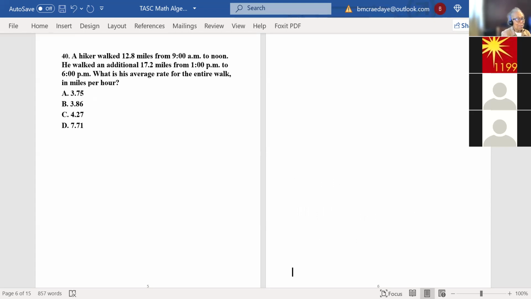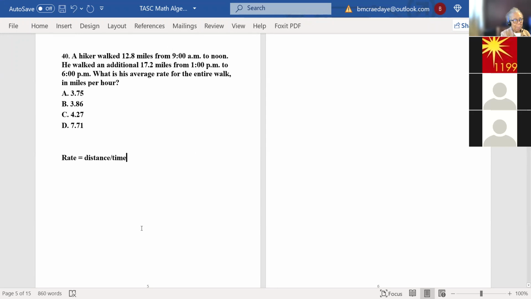From 9 a.m. You know what rate is? Distance over time. Rate equals distance divided by time. So you're given your distance in miles. You can find the time by getting when he started to when he finished. That gives you the miles. Calculate the miles.